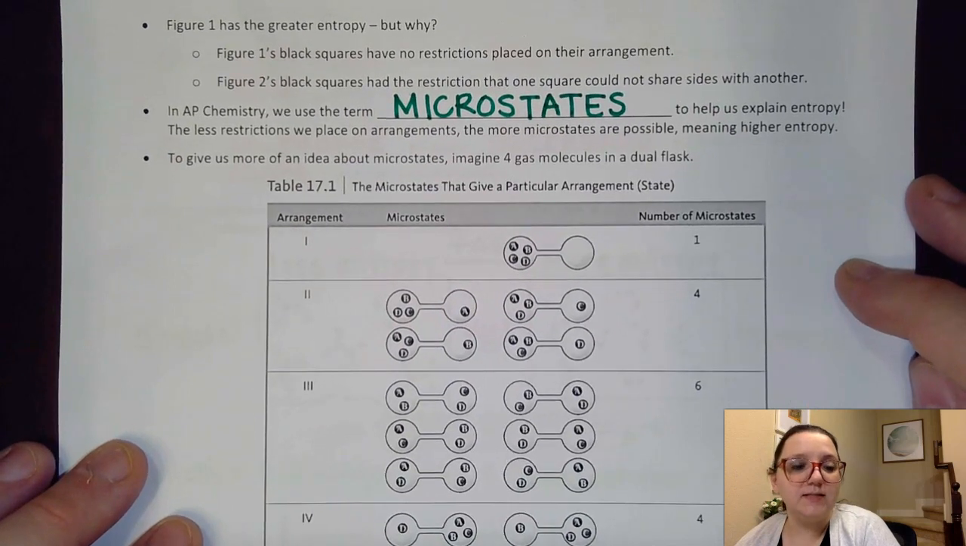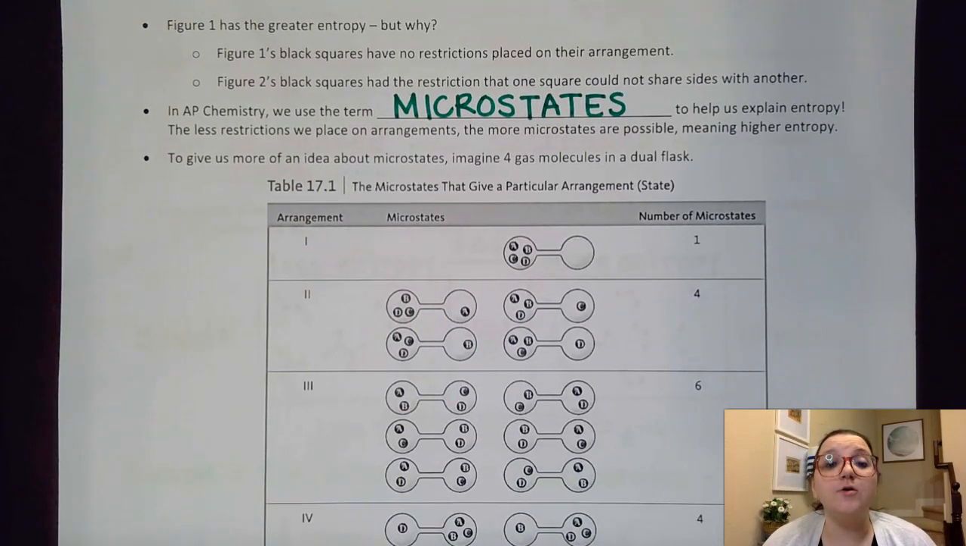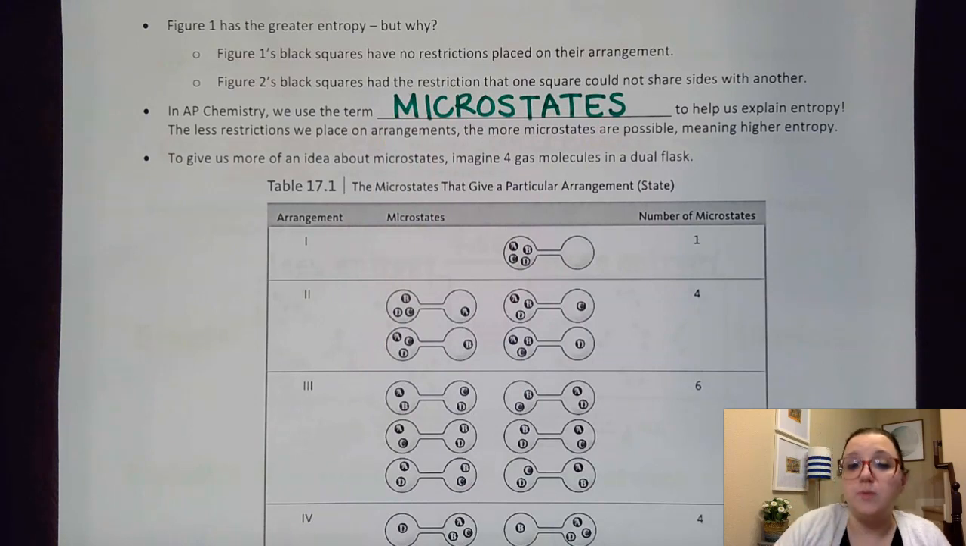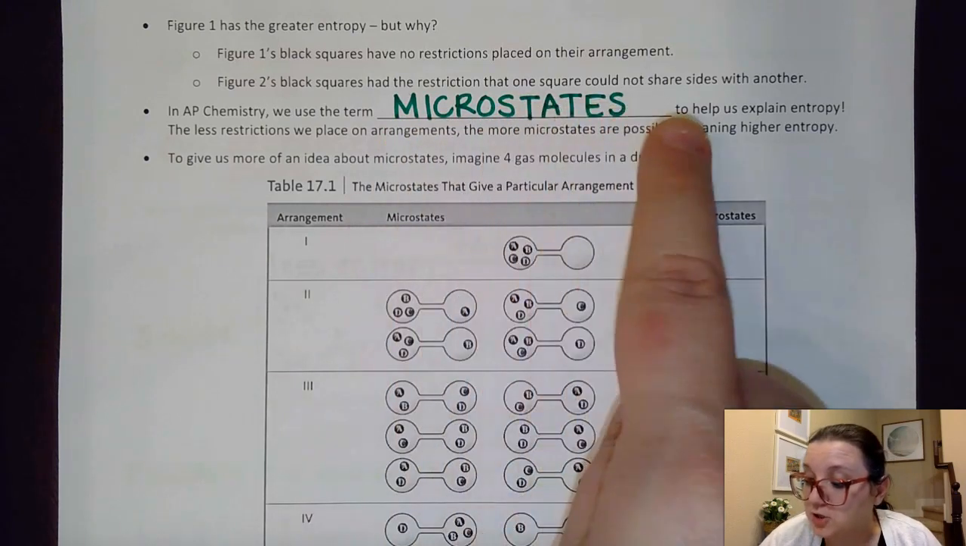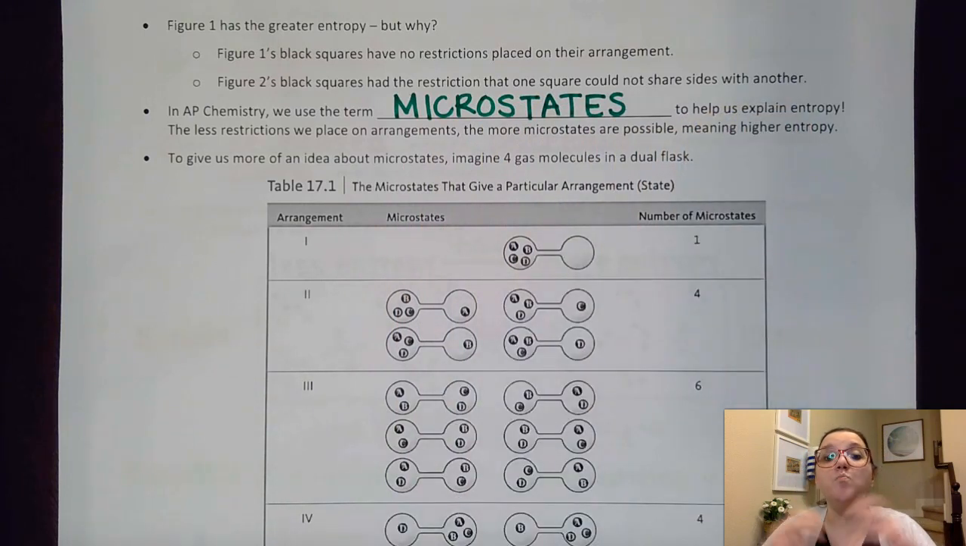So again, as we said, figure 1 had the greater entropy on the previous page. Why? Again, figure 1's black squares had no restrictions placed on their arrangements. So you had this huge variety of arrangements, this huge variety of microstates that could exist. But figure 2's black squares had the restriction that one square could not share sides. So that means it had more restrictions, and therefore it had fewer microstates possible. Now, microstates tie directly to entropy. More microstates, more entropy. Fewer microstates, less entropy.